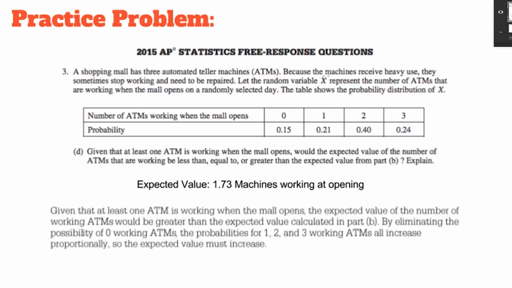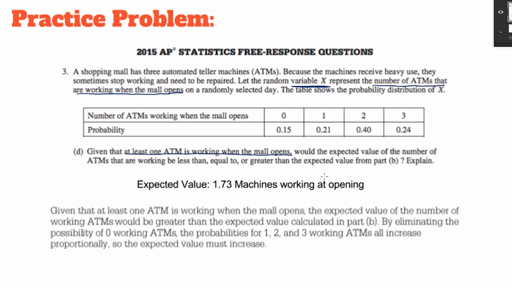Part D is asking us about expected values again, but this time it's asking us how that expected value would change if we removed one of the categories. We know from Part B that the expected value is 1.73 machines working at opening. Remember, it's okay to have a decimal for an expected value.